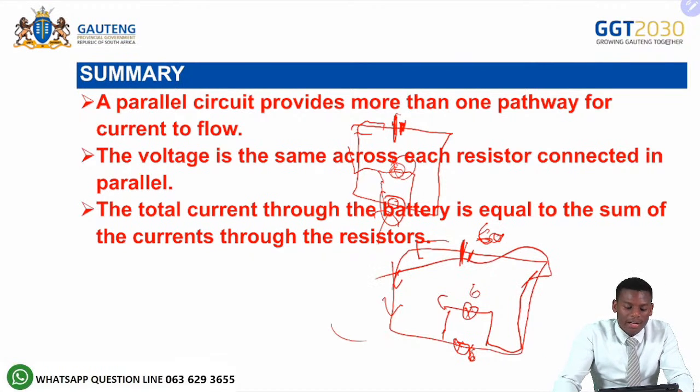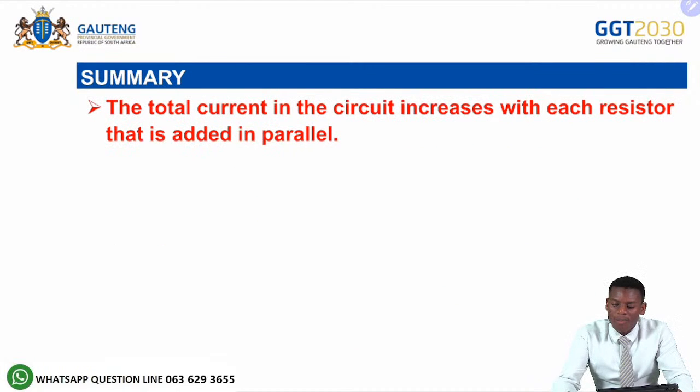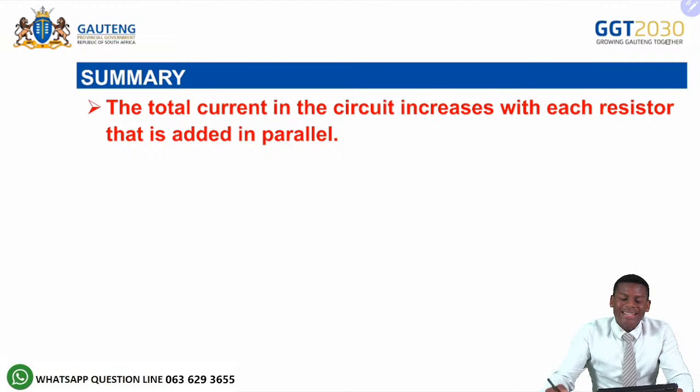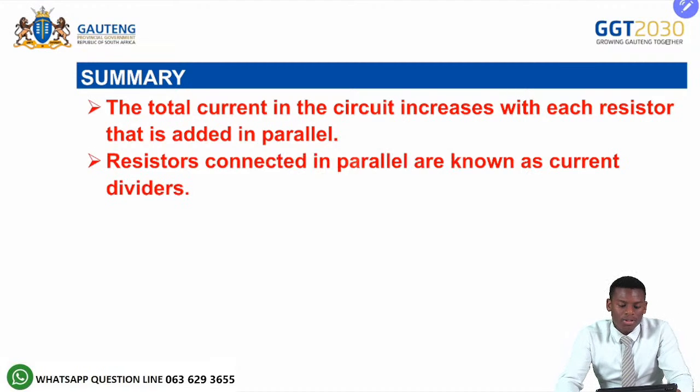All right, good. And then another one. The total current in the circuit increases with each resistor that is added in parallel. We emphasize the point again: in a parallel circuit, if more resistors are added, the current increases, but resistance decreases. Remember the example I told you about the McDonald's one as well. Also, resistors connected in parallel are known as current dividers.